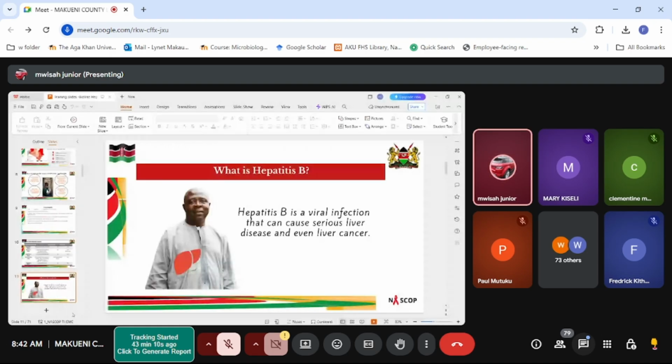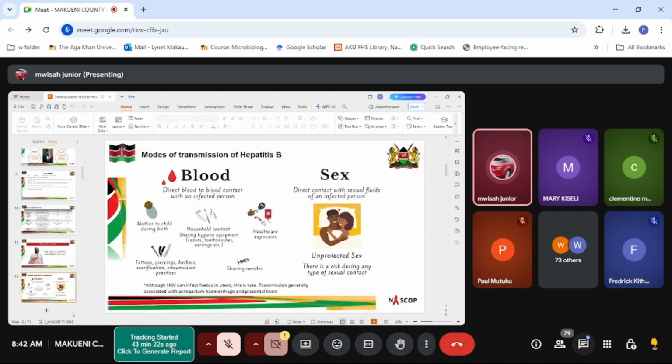What is hepatitis B now? Hepatitis B is a viral infection that can cause serious liver disease and even liver cancer. The modes of transmission of hepatitis B are direct blood-to-blood contact with an infected person, mother to child during birth, household contact, sharing hygiene equipment like razors, toothbrushes, and earrings, healthcare exposures like needle exposures, blood spills, then tattoos, piercing, barbers, watu wa kinyozi, scarification, circumcision practices can also transmit hepatitis.